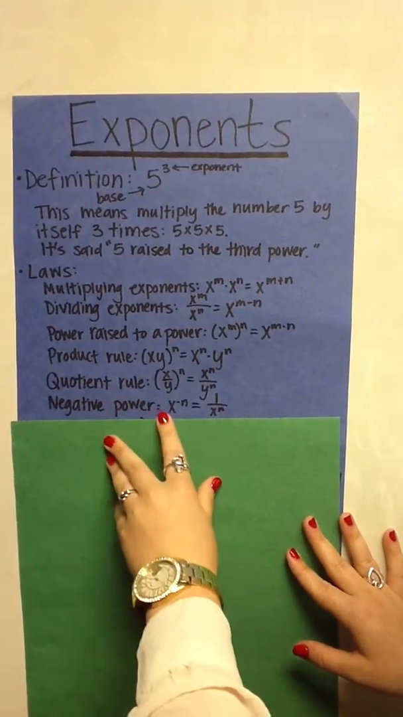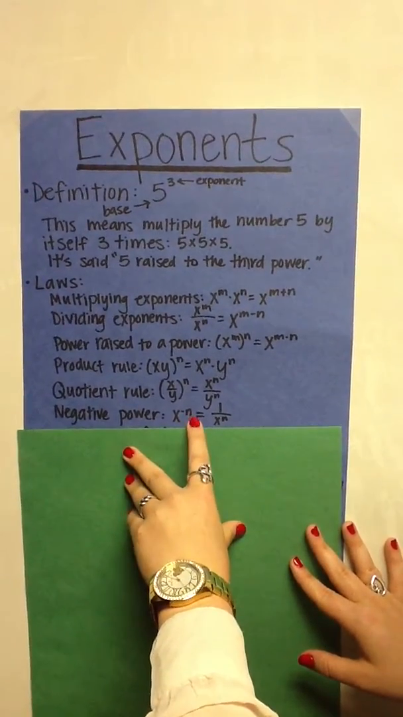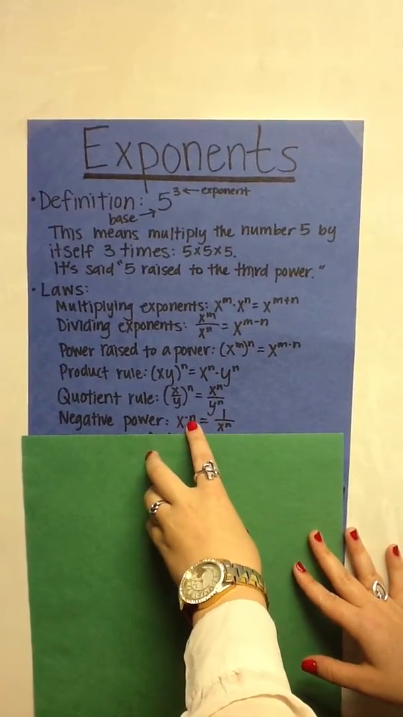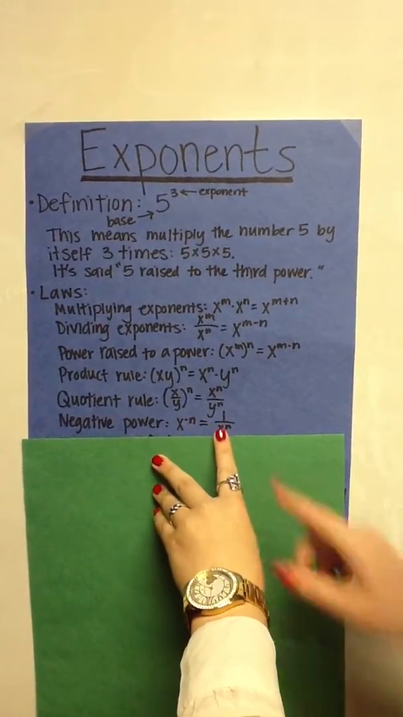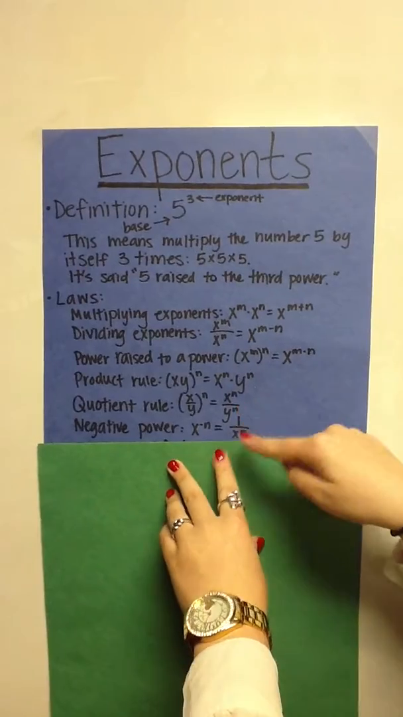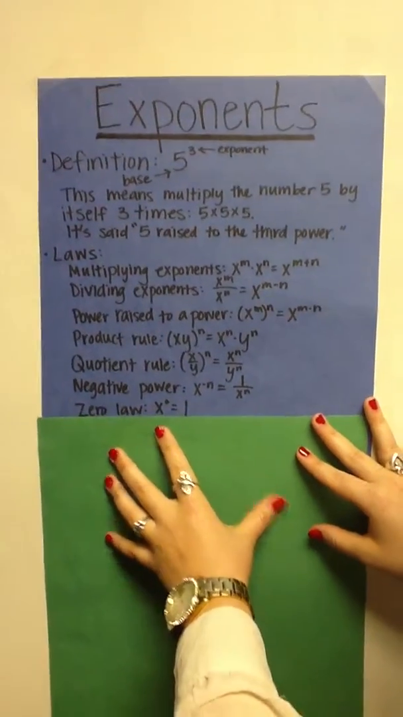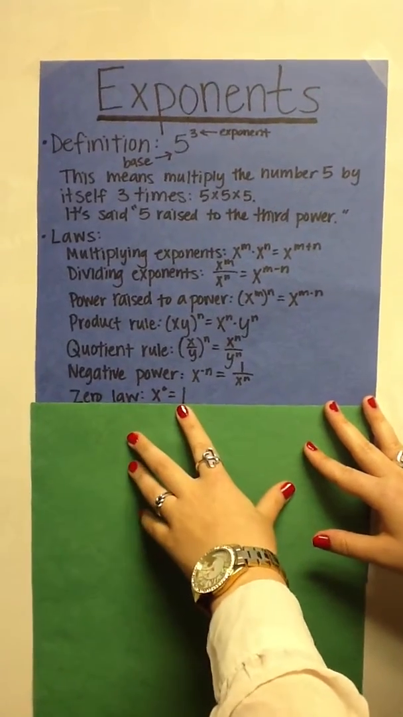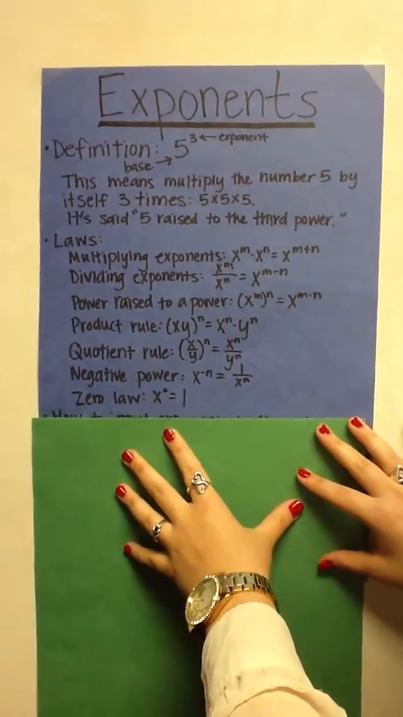If you have a negative power, like x to the negative n, that's just going to be 1 over x to the n. So you keep these two numbers the same, but you change it to a fraction and put it under 1. And then if you have the zero law, x to the 0 is 1. So anything raised to the 0 power is 1.